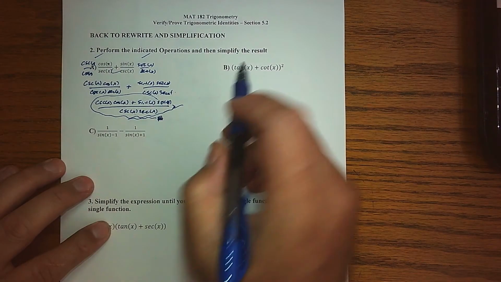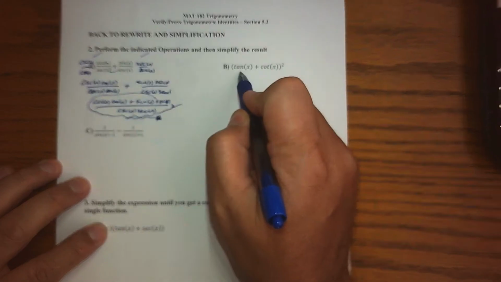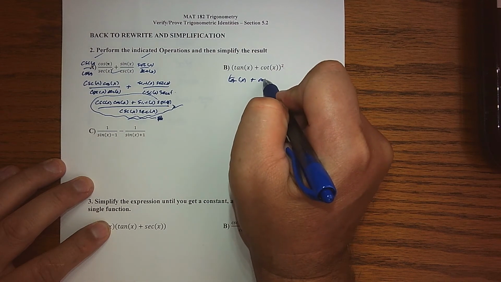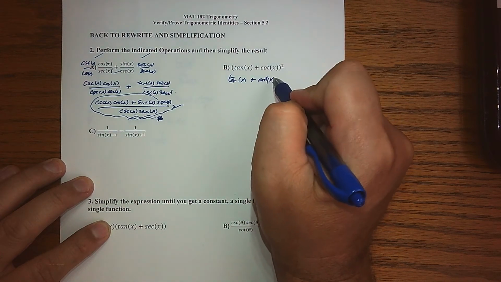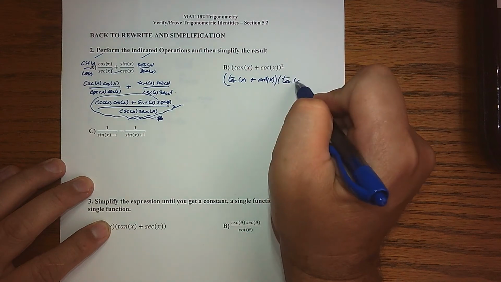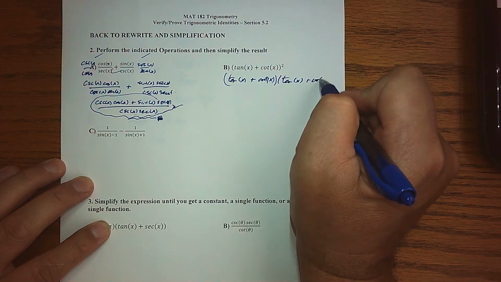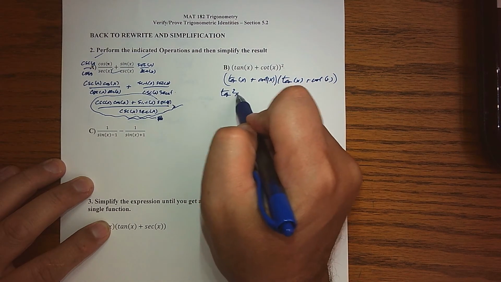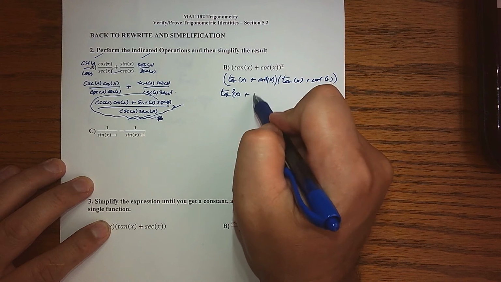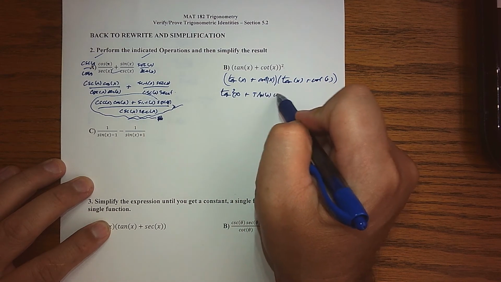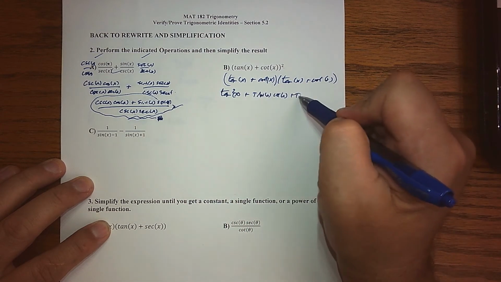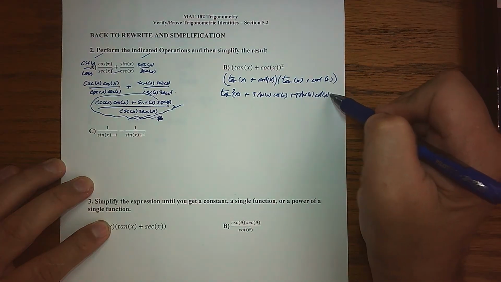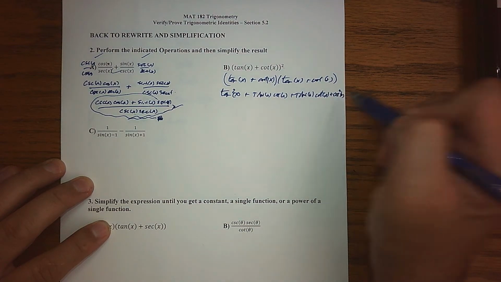So in the next one, how about we just change gears here? We're taking a sum and we're squaring it. So again, that means we're taking tangent and cotangent and multiplying it by itself. Okay, and when we FOIL this, we get tangent squared of x, then tangent of x times cotangent of x, another tangent of x times cotangent of x, and then plus cotangent squared x.